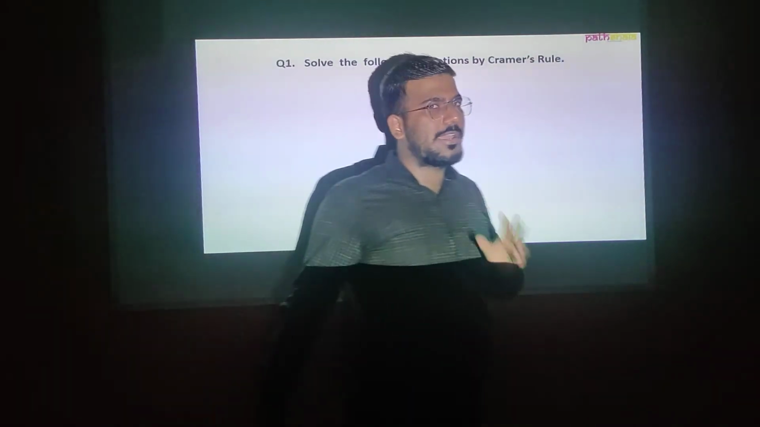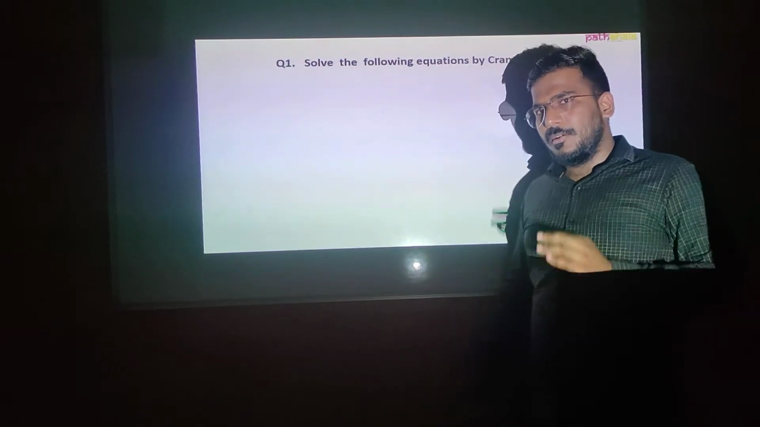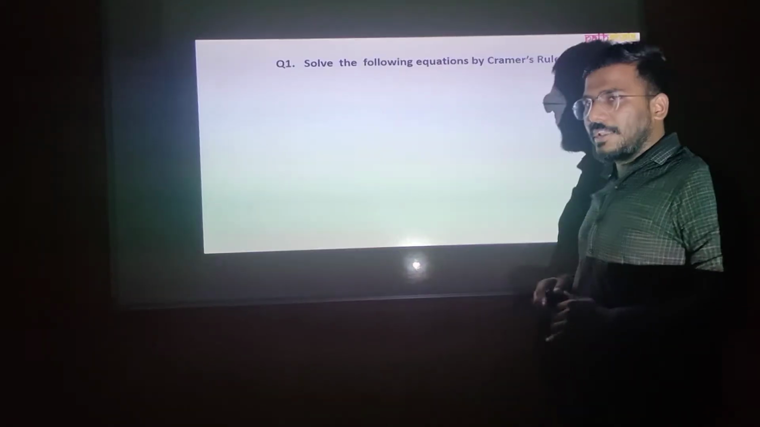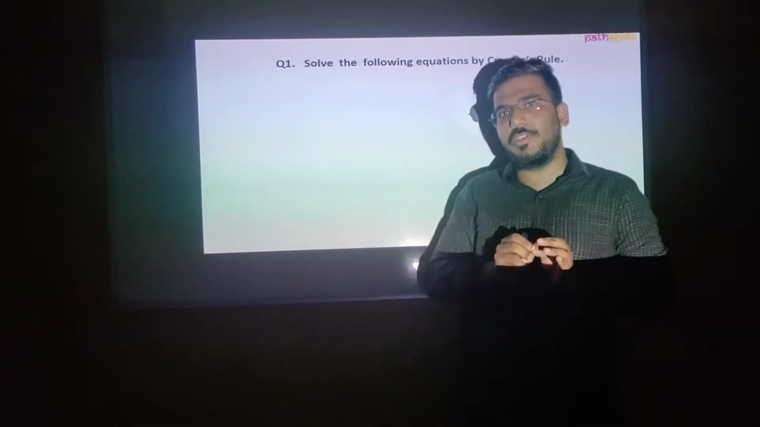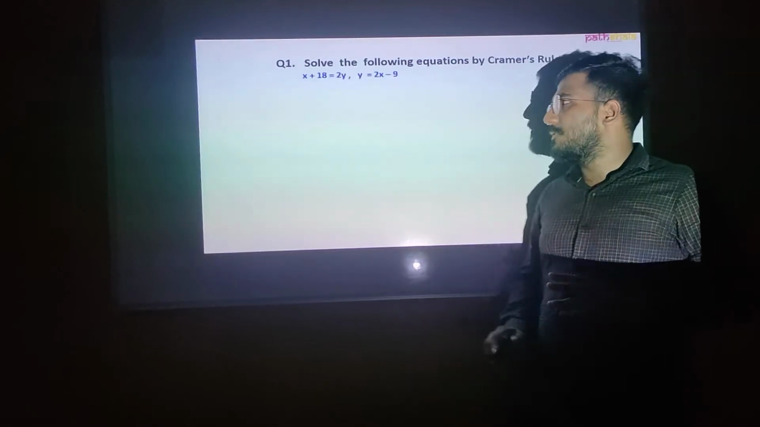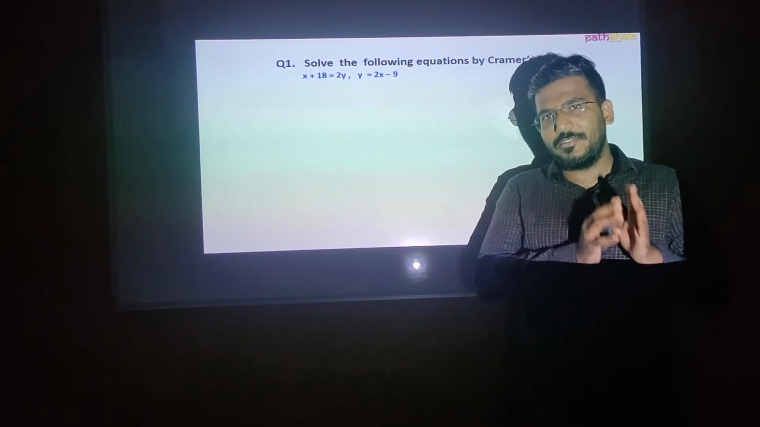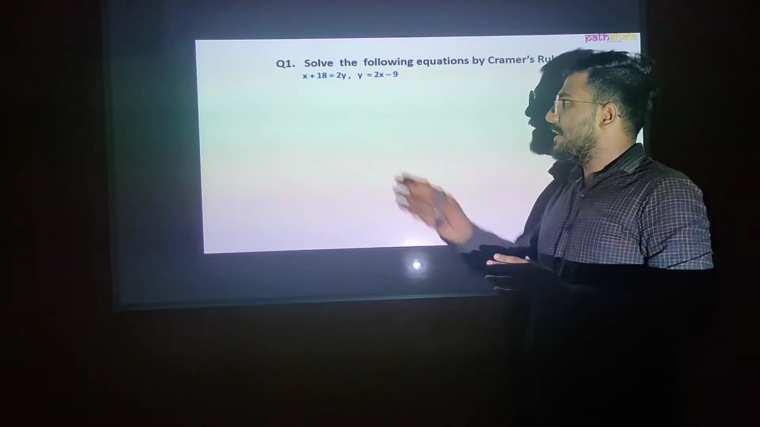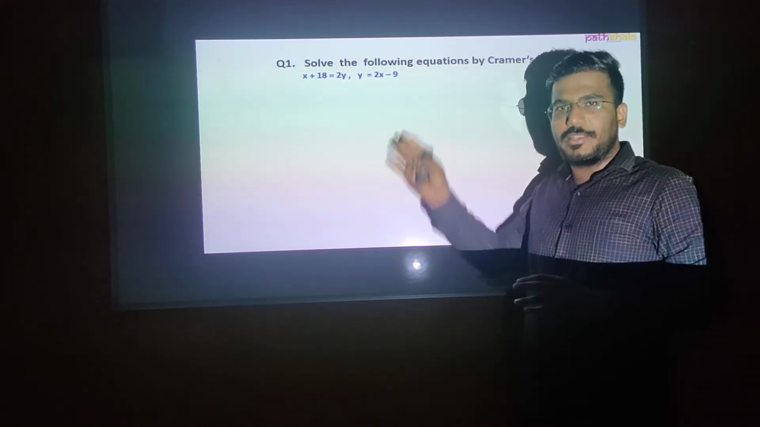वो sum exam में कैसे पूछेंगे? The sum is very simple. The first sum, pay attention. They are saying solve the following equations by Cramer's rule. They'll mention the name of the rule and then only we are supposed to use this. Fine. Next, let's see the first sum. First equation is x plus 18 is equal to 2y. And second equation is y is equal to 2x minus 9.